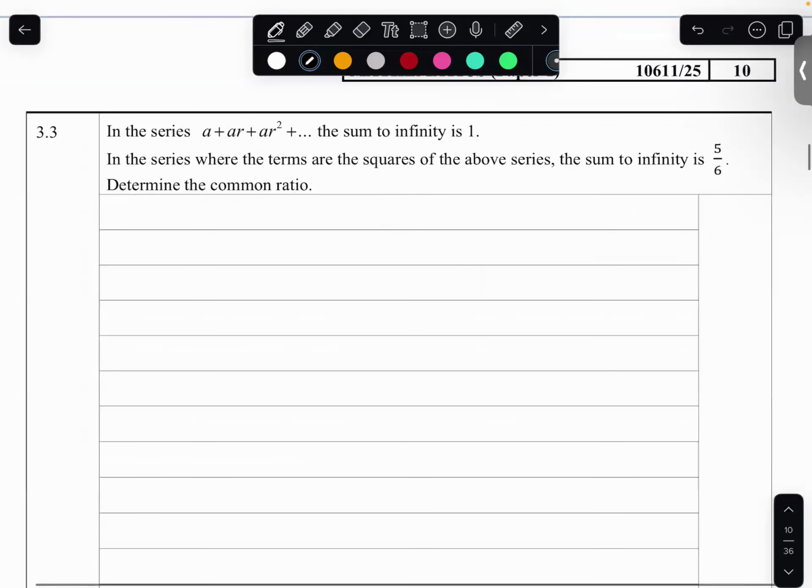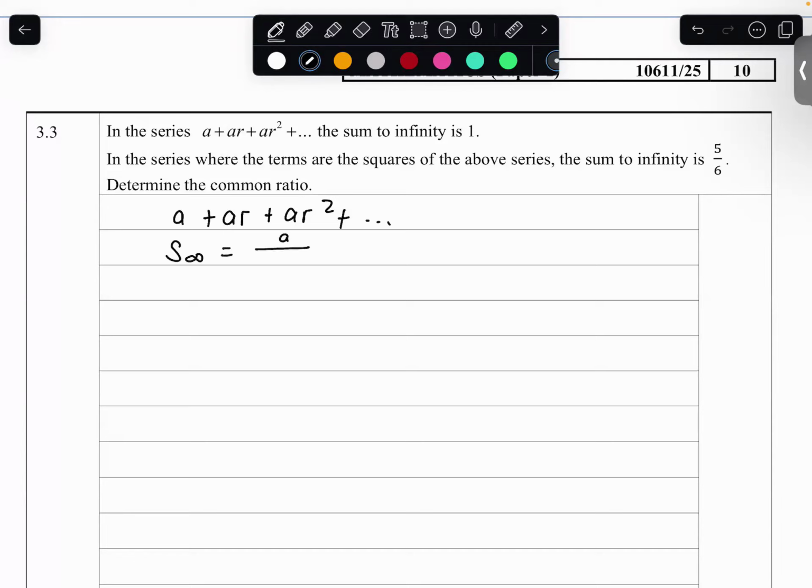In the series a plus ar squared plus so on and so forth, the sum to infinity is 1. In the series where the terms are the squares of the above series, the sum to infinity is 5 over 6. Determine the common ratio. So first of all, I'm going to deal with the first one. You have a plus ar squared plus so on and so forth. The sum to infinity here is 1. So let's calculate the sum to infinity of this sequence.